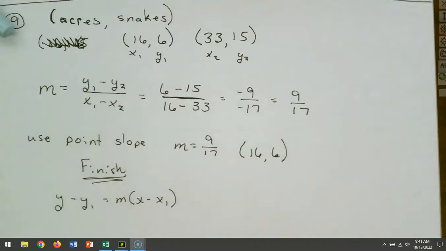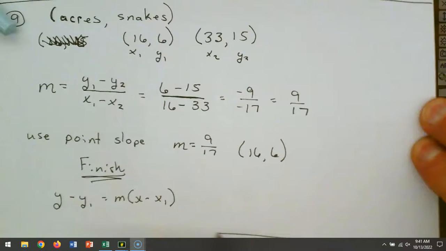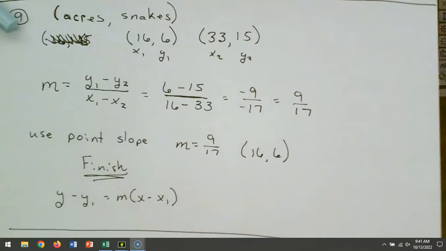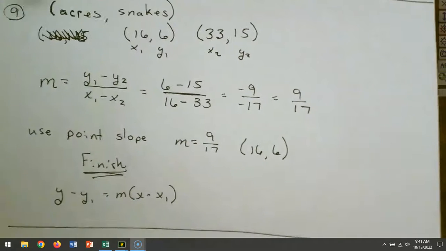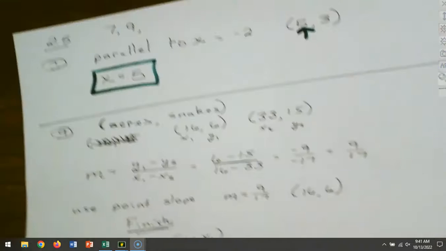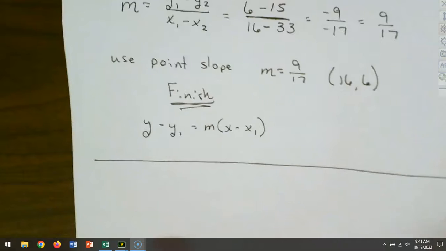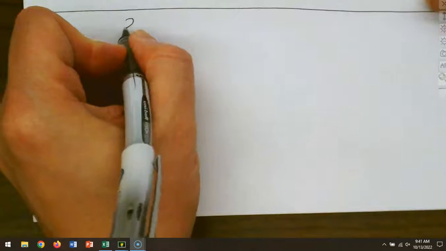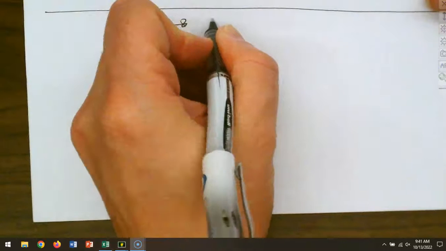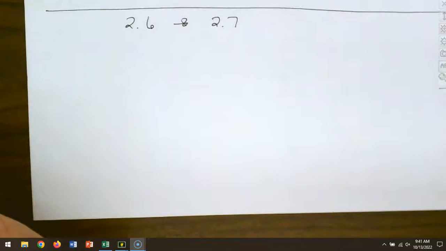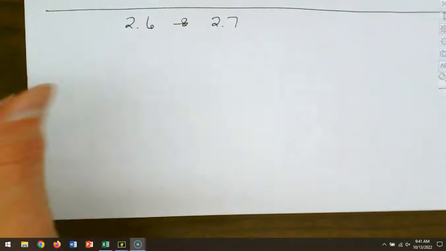Well, we'll go ahead now and start the next section. And the next section, I think you'll find it to be a little bit easier. In the next section, we're going to be learning how to graph functions that are not lines anymore. So these are going to be curves. So we're going to move on now to 2.6 and 2.7. They're combined together because they used to be combined and they got separated out, but I put them back together.